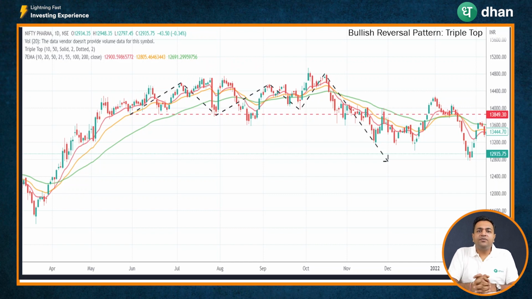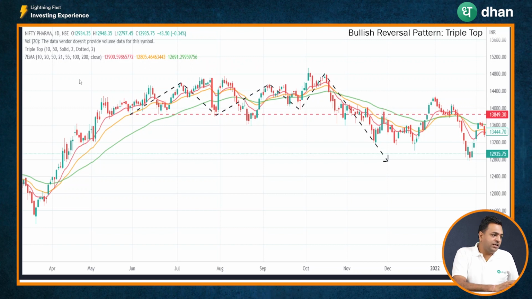So if you are a delivery trader and if you have a long position on this stock, it might be advisable that you exit your long positions and retake your entry back at lower levels, and subsequently you reduce your cost of holding or your purchase price.